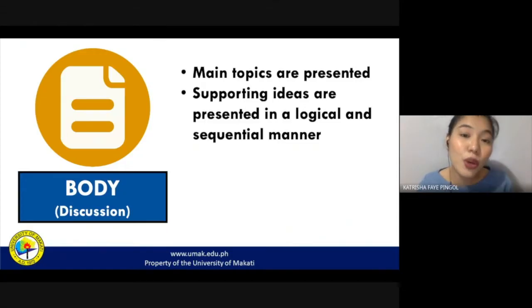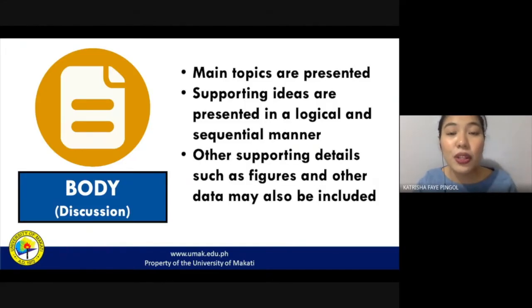But if you are not pressed for time, you can start with the least important, going to the most important argument or claim or idea that you have. Okay, so that's what we say when we refer to presenting ideas in a logical and sequential manner. So there's a specific order to your presentation of the concepts or supporting details.